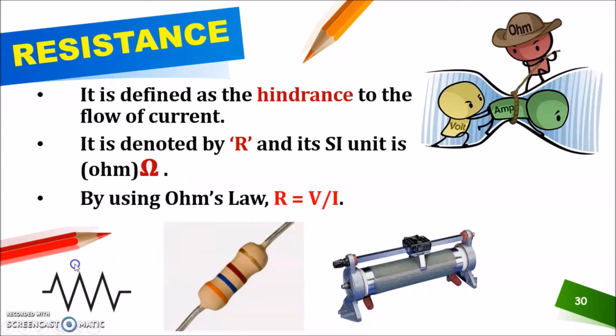Now this is the symbol of resistor, and a resistor looks like this. These are some color bands over it. Okay, every color has its own specification, but we are not going to go into details. Okay, this is the fixed resistance, and this is rheostat, variable resistance. We can change its resistance by sliding this clamp like this.